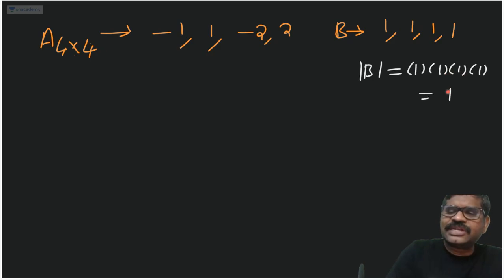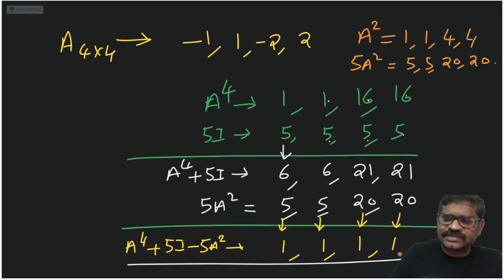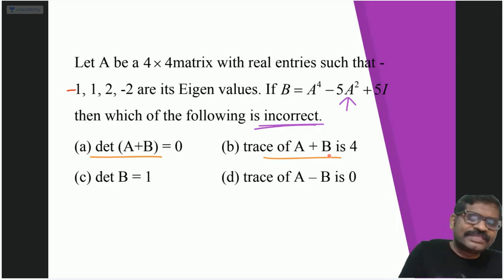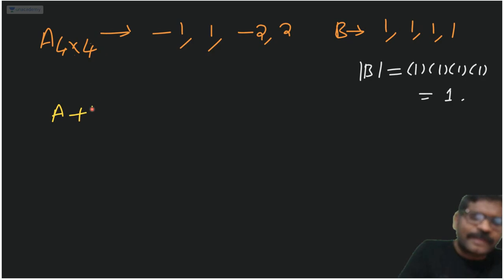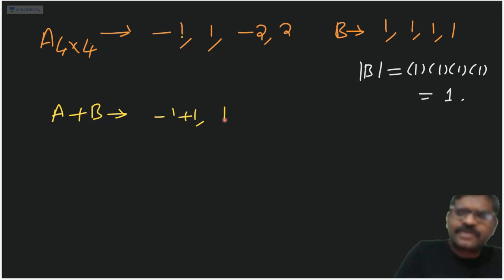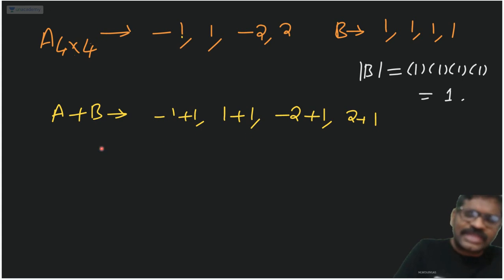So that is correct. Which option? This is true. Next, you have to calculate eigenvalues of A plus B. You have to add corresponding entries: -1 plus 1, 1 plus 1, -2 plus 1, 2 plus 1. That is nothing but 0, 2, -1, 3.